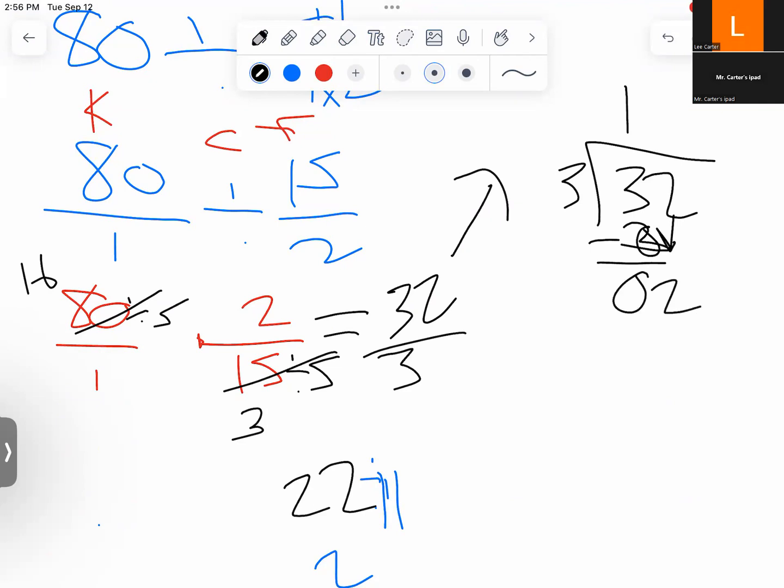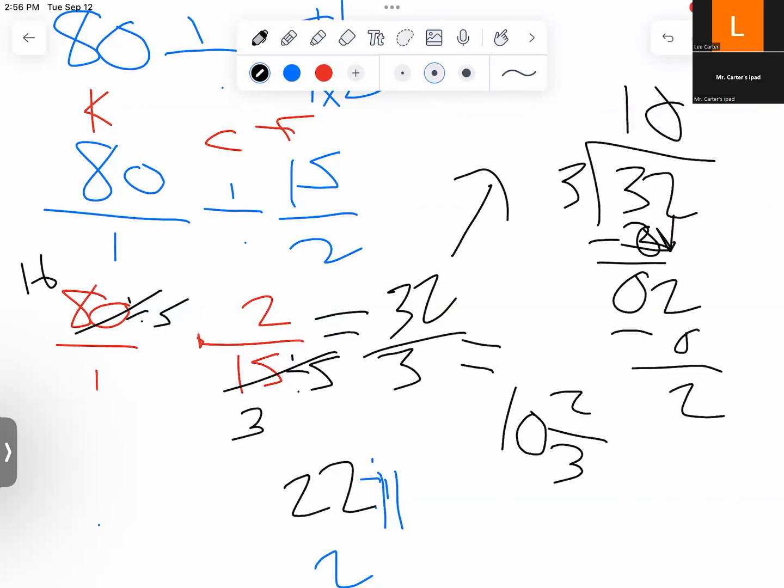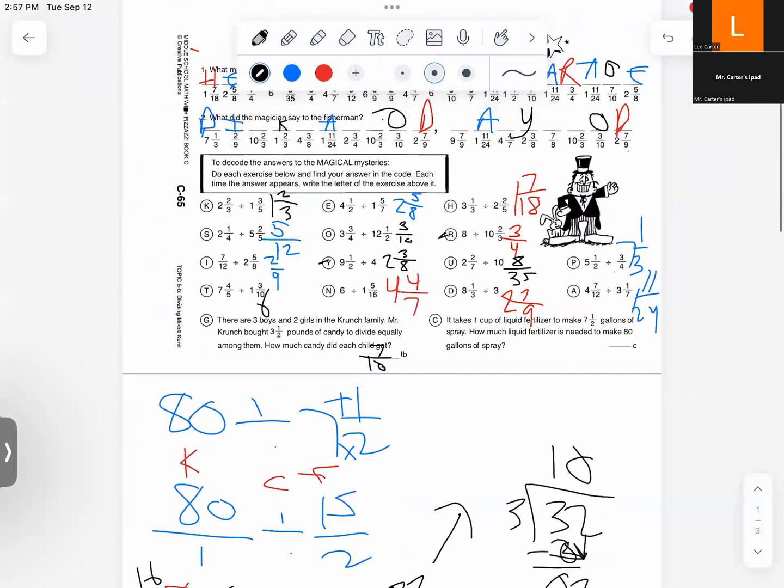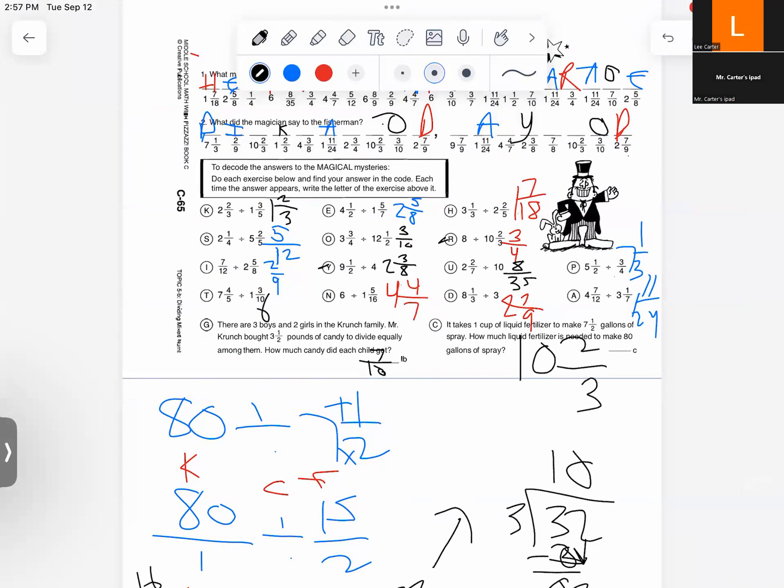It's not 1 2/3 though. If you think about it, 10 times 3 is 30. So it's going to be 10 2/3. So 3 goes into 2 0 times. 3 times 0 is 0 and a remainder of 2. So therefore our answer is 10 2/3. All right, so C is 10 2/3.